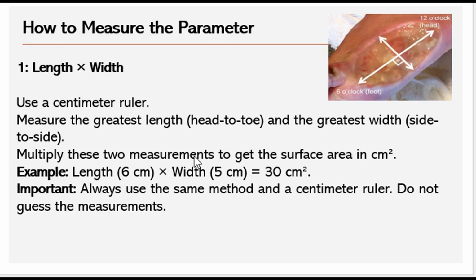For example, when we were measuring, the length was 6 centimeters and the width was 5 centimeters. So 6 times 5, when we multiply, we get 30, because we are taking centimeters, so 30 square centimeters. It is a very, very important point to remember that we should never ever guess the measurement. Always use the same method and a centimeter ruler.